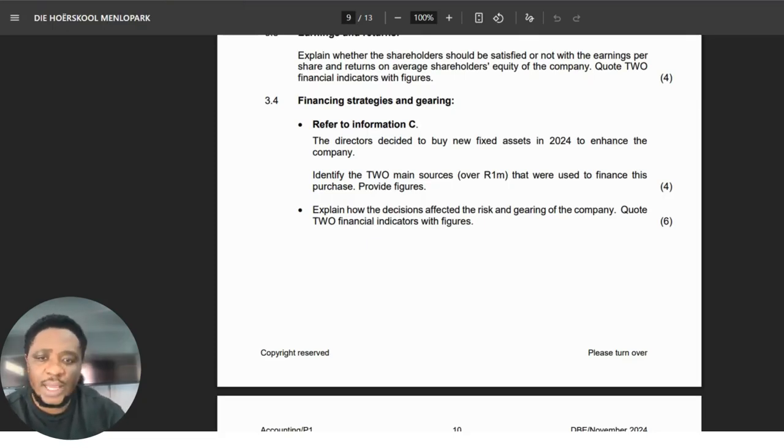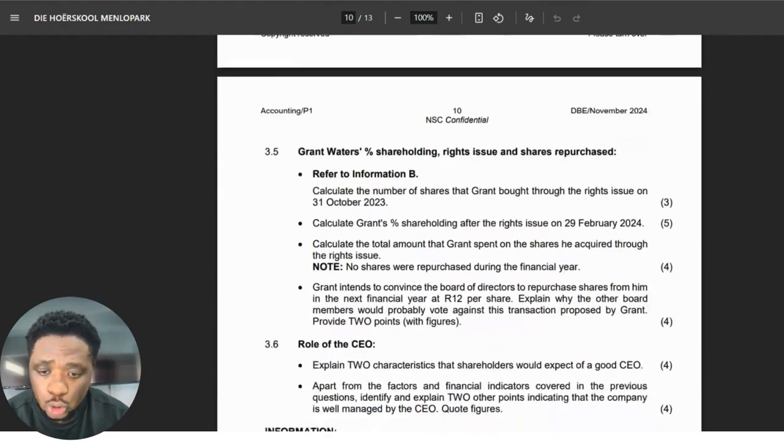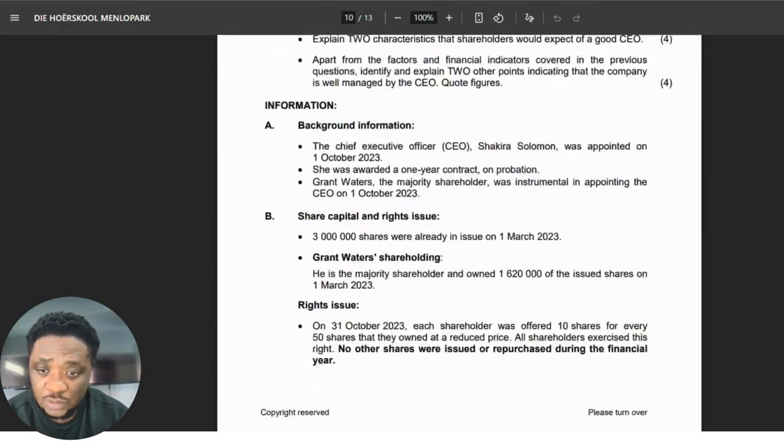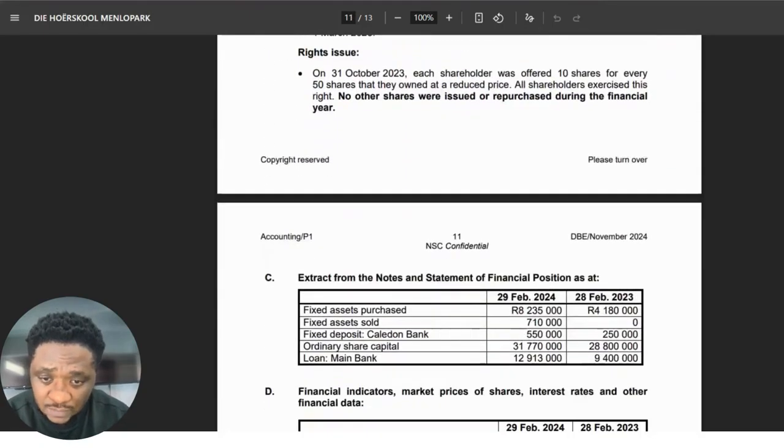So those are some of the things that we can look at. But the main key ways that we need to be looking at for the purpose of this question, I would look at the first two that I mentioned. But then if those fail, then we can look at the other ones as well. So let's see if this business did issue shares, and then let's also see if they did take on more loans, and we need to refer to information C in order to get that information.